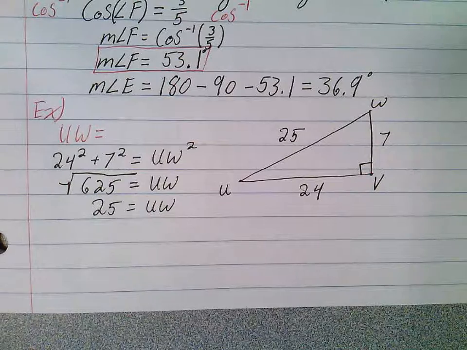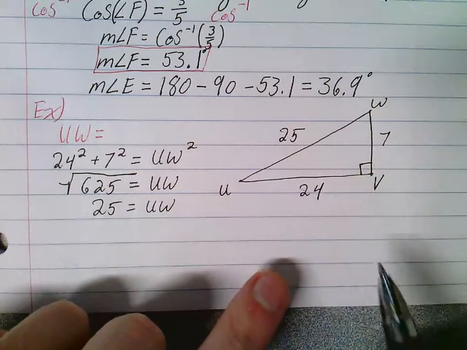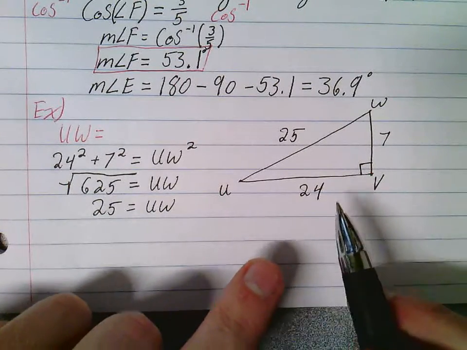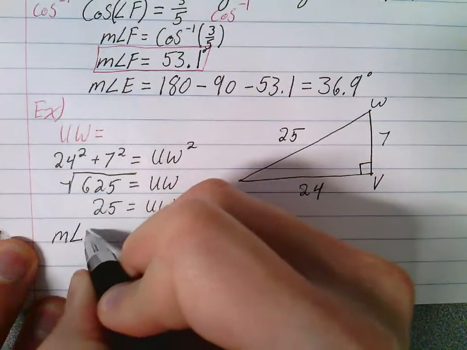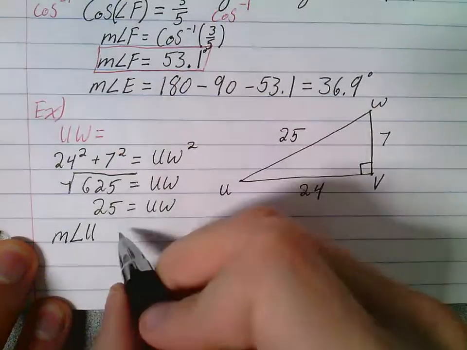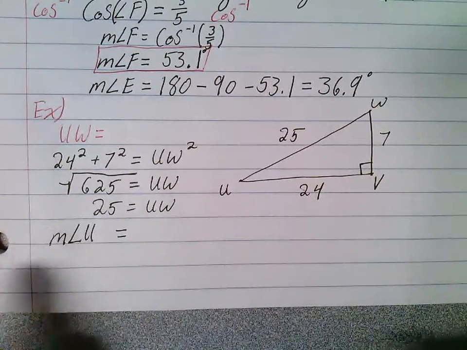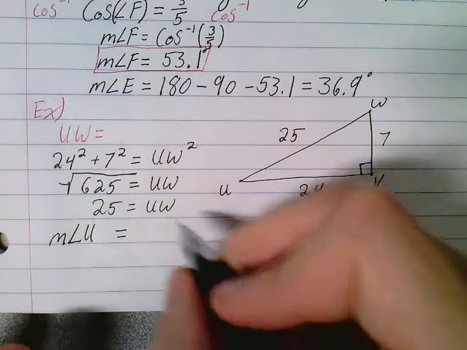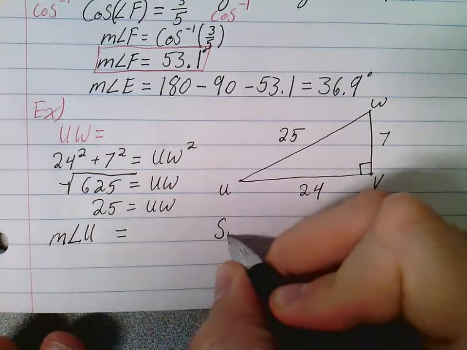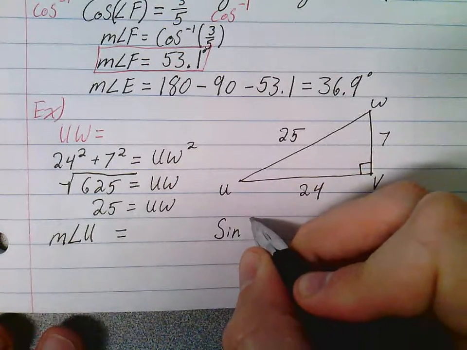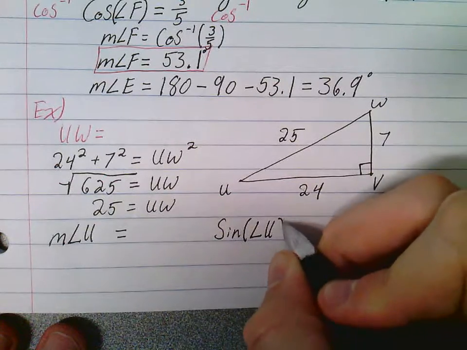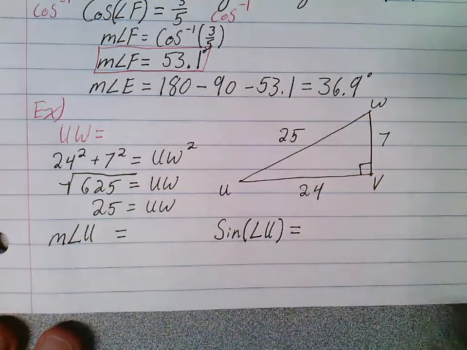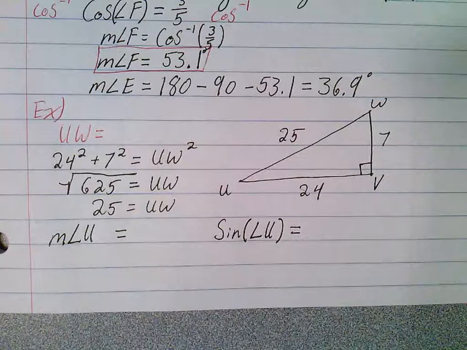Okay. Now that we've got the 3 side lengths, we can pick and choose which ones we want to use. So let's find the measure of angle U, and let's do that using the sine of U. So what am I going to do to solve for this sine of U? What ratio do I need to set up?